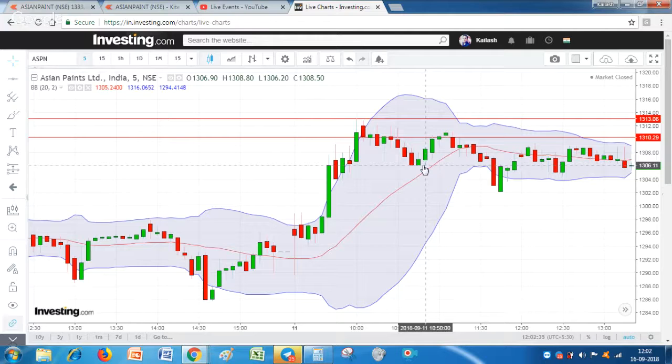It has approximately given us 4-5 rupees. Okay, so we can say it's a reliable trade. So we would have made a profit.